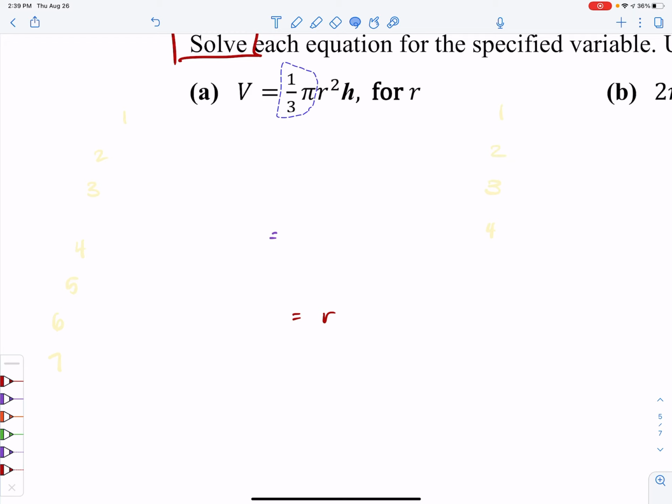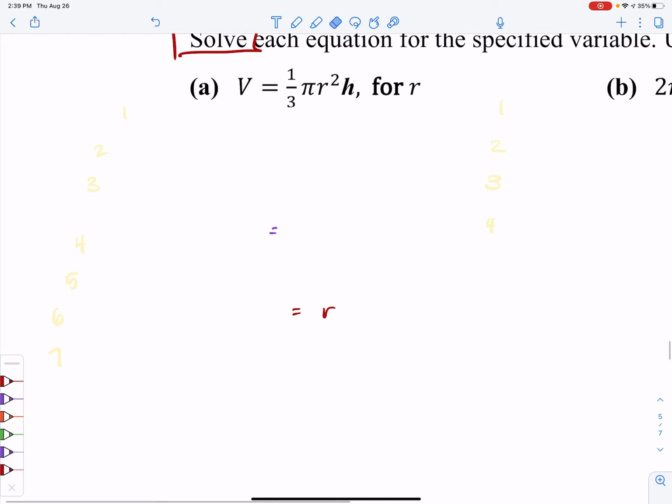So what we're going to do is we want to get rid of the multiplication, and we know that we do that by division. So I'm going to divide by the 1/3. I'm going to divide by the pi. I'm going to divide by the h. For now, I'm going to break this into 2 steps. The first thing I'm going to do is divide by the pi and the h. So let's take a look at what that would look like.